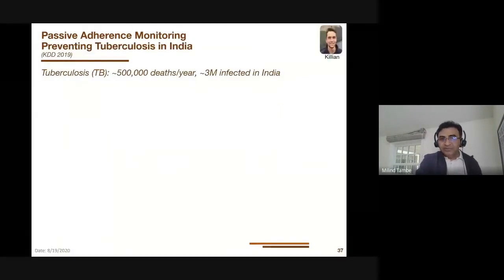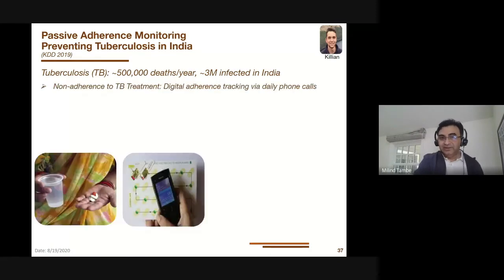There's a similar problem related to tuberculosis. As you know, tuberculosis kills 500,000 people every year in India. 3 million people are infected. And one big problem is non-adherence to TB treatment. So, a similar problem of adherence.